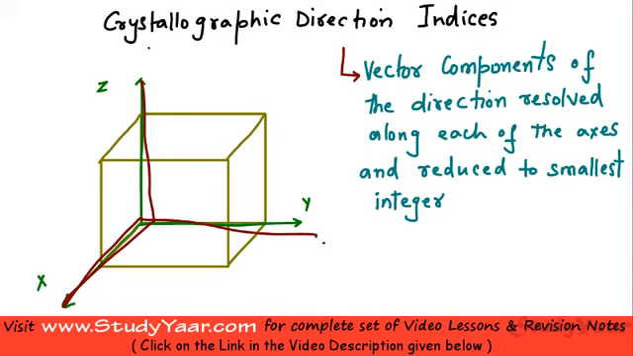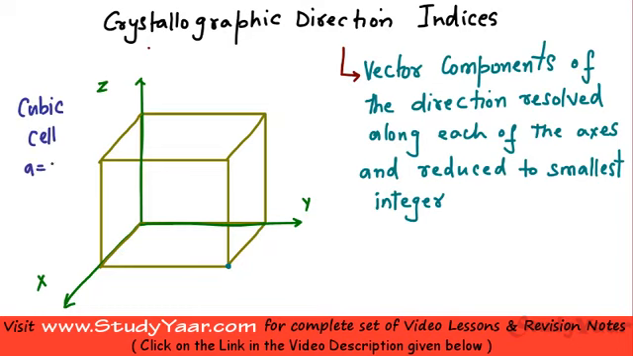So these are my crystallographic axes, and reduced to smallest integers. Just understand what this means. Let's say that I have a lattice point over here. This is a cubic cell whose dimensions are unity. I'll write it down for you: this is a cubic cell where a is equal to unity, which is 1. So there is a lattice point over here.